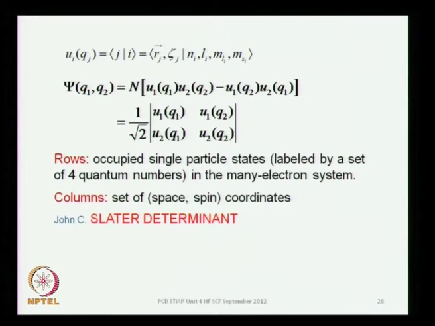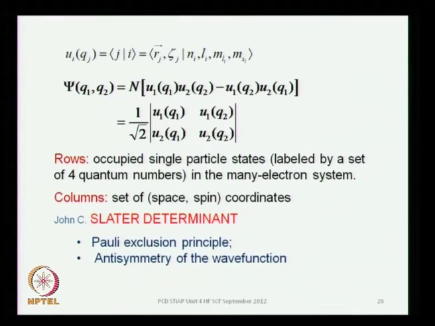So, this is called the Slater determinant, named after John Slater, and you will see that the Pauli exclusion principle is automatically built into it, because a determinant vanishes if 2 rows or 2 columns are the same, right. So, no 2 particles will have the same set of quantum numbers, which is Pauli's exclusion principle. The antisymmetry of the wave function is also built into this representation, because if you interchange 2 rows, the sign of the determinant will change, right.